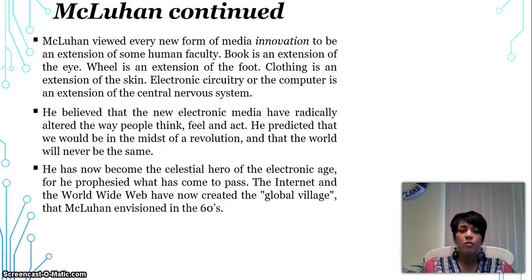McLuhan viewed every new form of media innovation to be an extension of some human faculty. So, for example, a book is an extension of the eye, a wheel is an extension of the foot, clothing an extension of the skin, etc. He believed that the new electronic media has radically altered the way people think, feel, and act. He predicted that we would be in the midst of a revolution and that the world would never be the same. Isn't that where we are now?